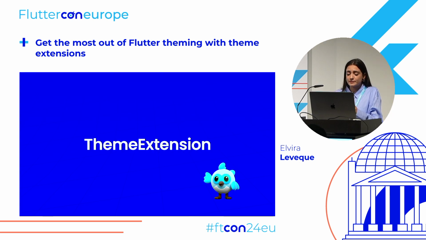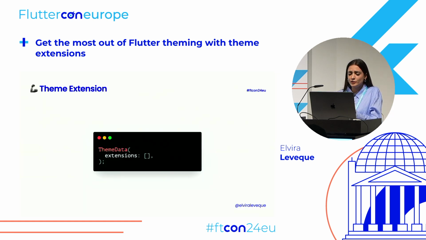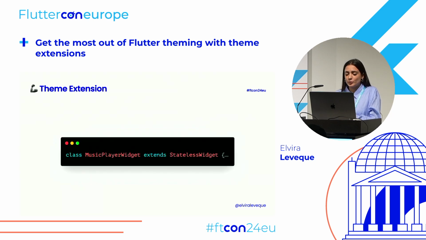theme extensions. And as per Flutter docs, theme extension is an interface that defines custom addition for the material theme data object. And you can provide extensions to the theme data thanks to the extensions property, which is an iterable of theme extension type. So let's see how we can implement a theme extension. And in our example, we are going to implement a custom theme for a music player widget.